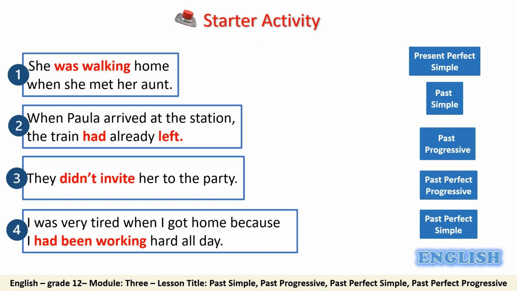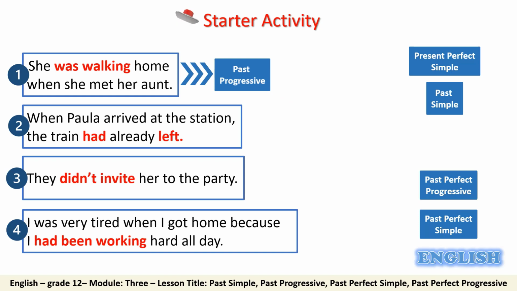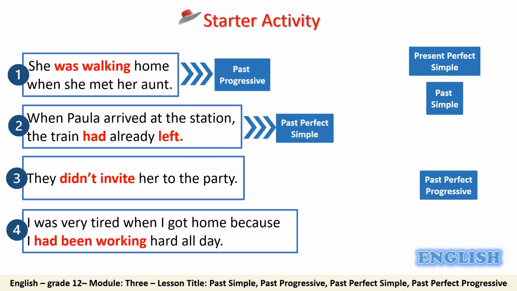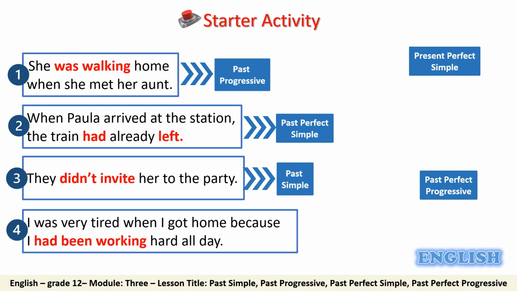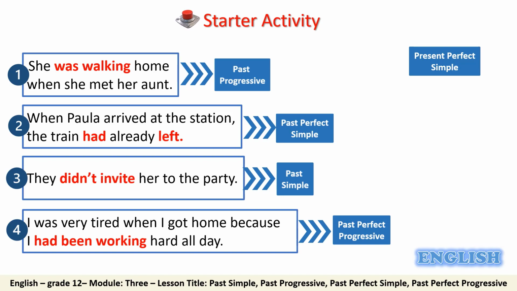Well done. Let's do the matching. The verb of the first sentence is in the past progressive. Then the verb of the second sentence is in the past perfect simple. Very good. The verb of the third sentence, yes, it's in the past simple. And finally, the verb of the fourth sentence is in the past perfect progressive.